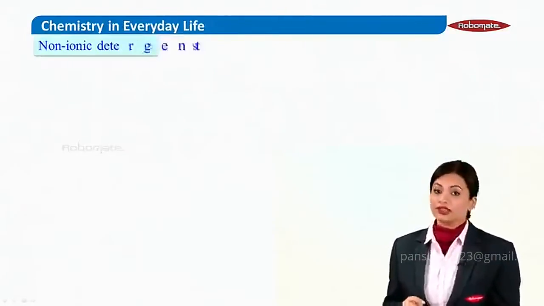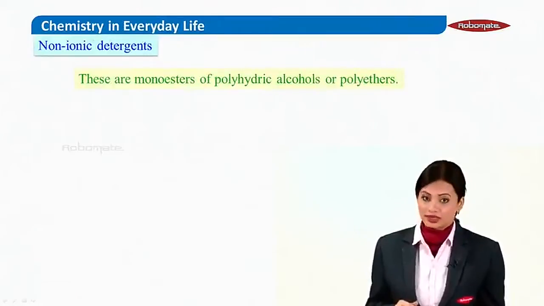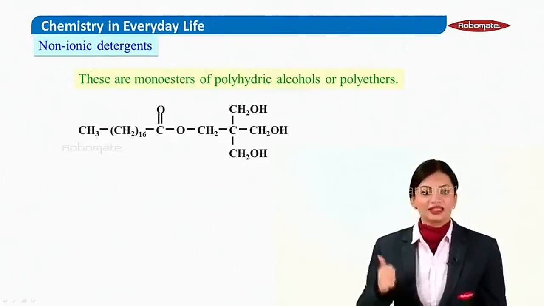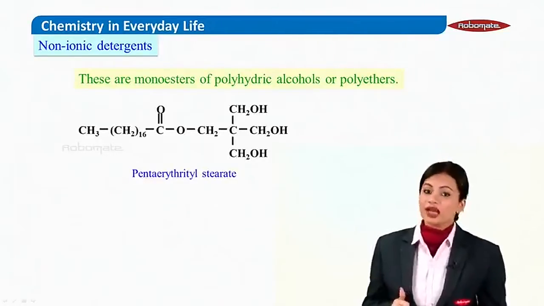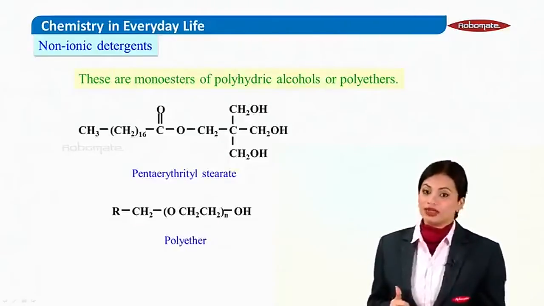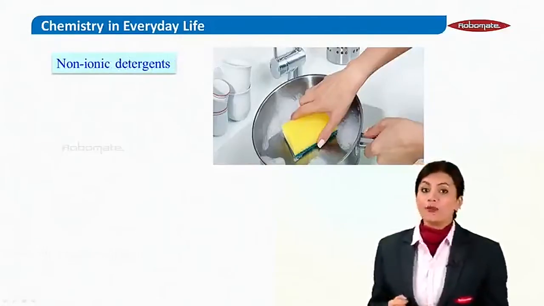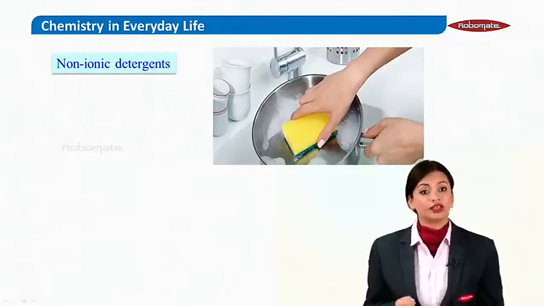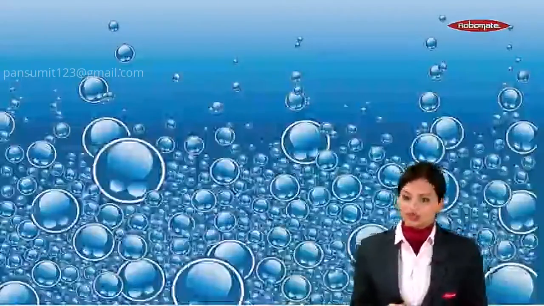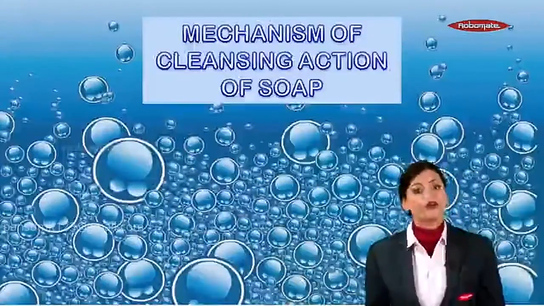Now children, after this we come to non-ionic detergents. These are monoesters of polyhydric alcohols or polyethers. This is the structure of pentaerythritol stearate. Also an example is polyether. Now, non-ionic detergents are the ones commonly used for preparing detergents to clean vessels. Now children, after detergents, we are going to come to the mechanism of cleansing action of soap.